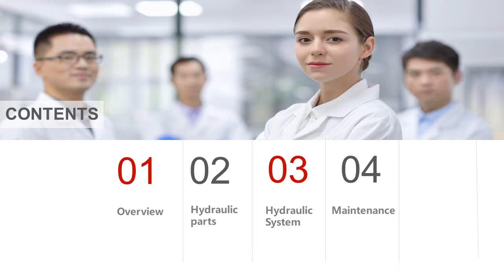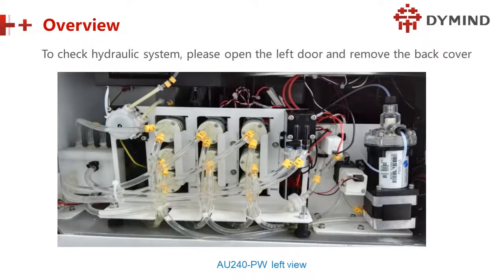Here we have four parts: overview, hydraulic parts, hydraulic system, and maintenance. So let's go to the first one, overview. After you open the machine, you will find some parts. You can see the pumps, right? This is the pump, and the degasser, ceramic pumps, valves, a big valve, a small valve, and this is also a pump, right? Okay, and this is the 8 millimeter filter, and don't worry, every part has a label mark. You can see here, this is the label mark.